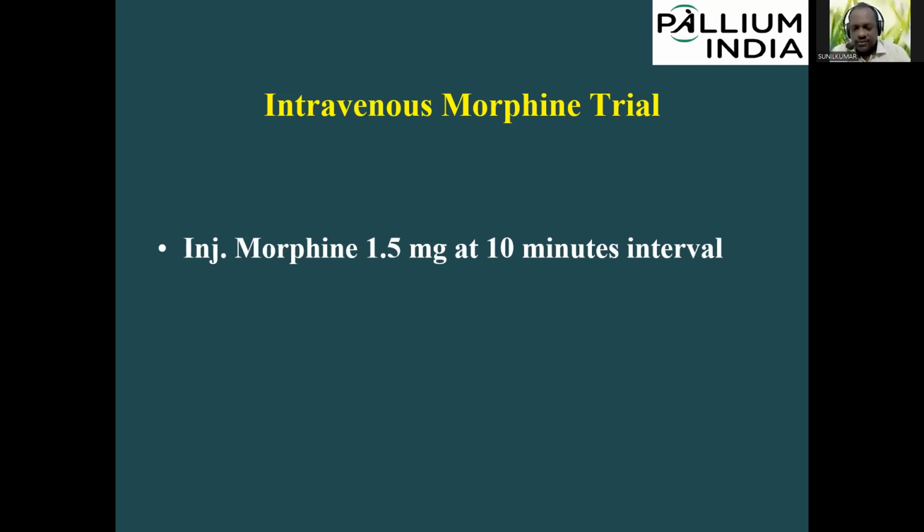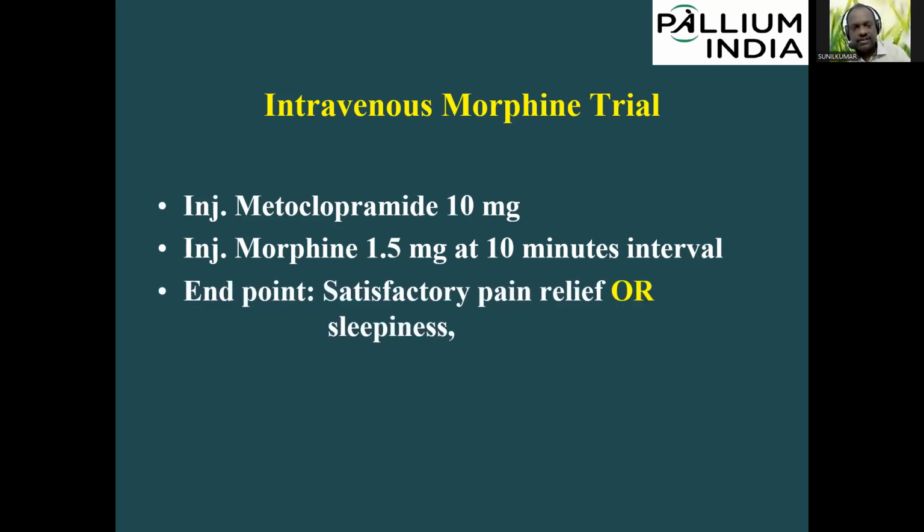So how do you treat nausea and vomiting? You have to give injection metoclopramide 10 milligram IV before giving the first dose of morphine. Then you continue to give injection morphine 1.5 milligram every 10 minutes. And how long will you continue to give this? Either the patient should have satisfactory pain relief or the patient should develop drowsiness. Whichever comes first, you stop the trial.